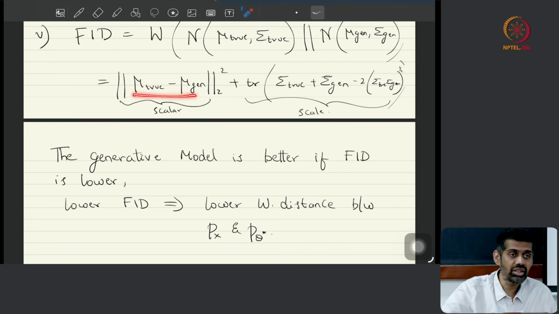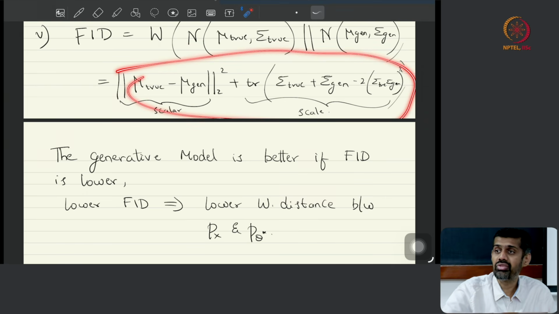You take the mean of those two distributions, compute this, and you compute the trace of this particular quantity: the covariance of the true data plus the covariance of the generated data minus this particular thing. Wasserstein's 2 distance between a pair of high dimensional Gaussian distributions has a deterministic form.